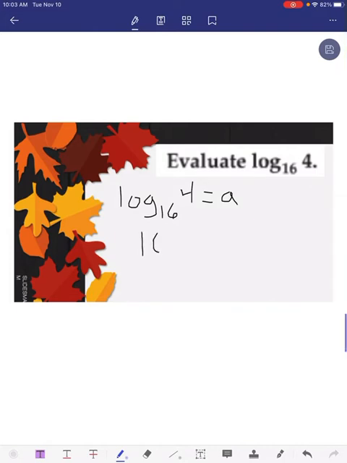So we would have 16 to the a power equals 4. Now, hopefully we remember that when I'm looking at exponentials, if I can rewrite both my sides of my equations with the same base, we're allowed to set our exponents equal to one another. And if we notice, we can rewrite 16 as 4 squared.